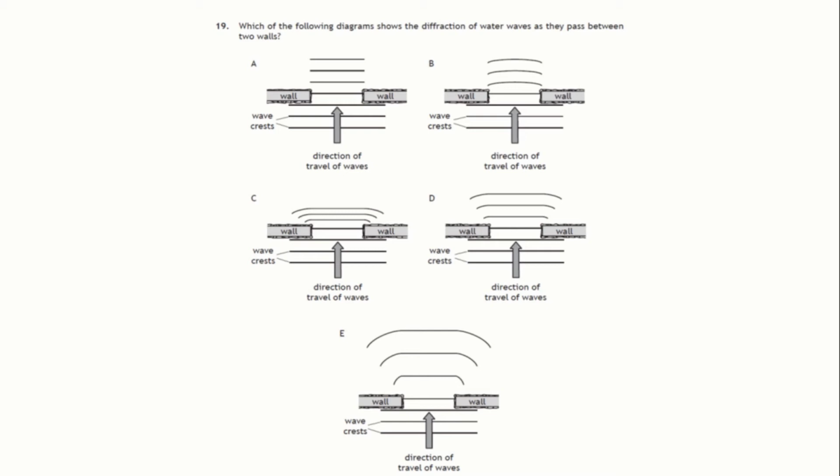and the answer is D. A doesn't show any curving in behind the wall, it shows no diffraction at all. B shows curved waves, it doesn't show straight lines. C, we see that the wavelength after passing through the gap is much smaller than the waves before the gap. And with E, we see the opposite, where the wavelength is much larger after the gap than it was before the gap. D is your answer.